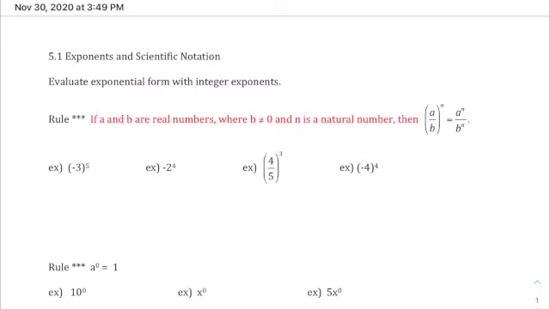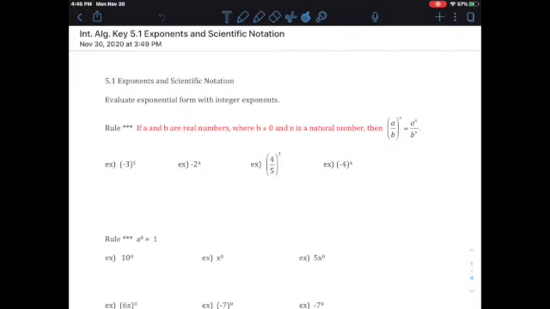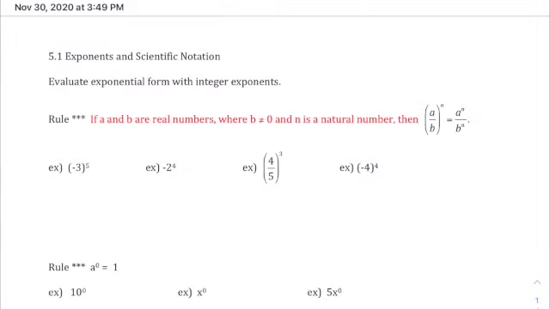First rule says, if a and b are real numbers, where b does not equal 0 and n is a natural number, which is just the counting number that you count and does not include 0, then the rule is (a over b) to the nth power, and you can just split them up, becoming a to the nth power over b to the nth power. It's literally like distributing to both top and bottom, the numerator and the denominator. So based on that, we are going to practice a few problems.